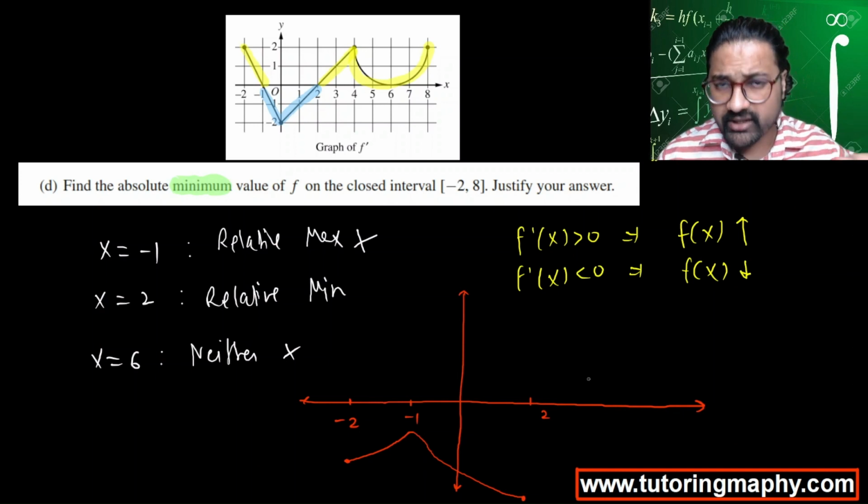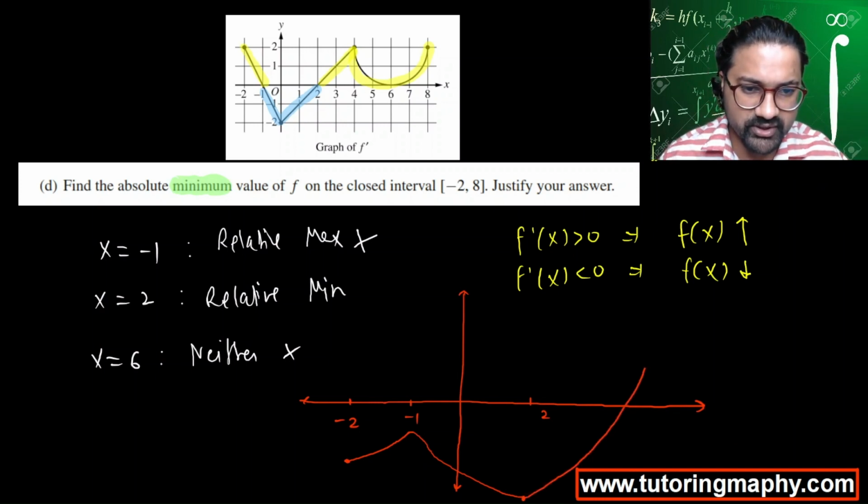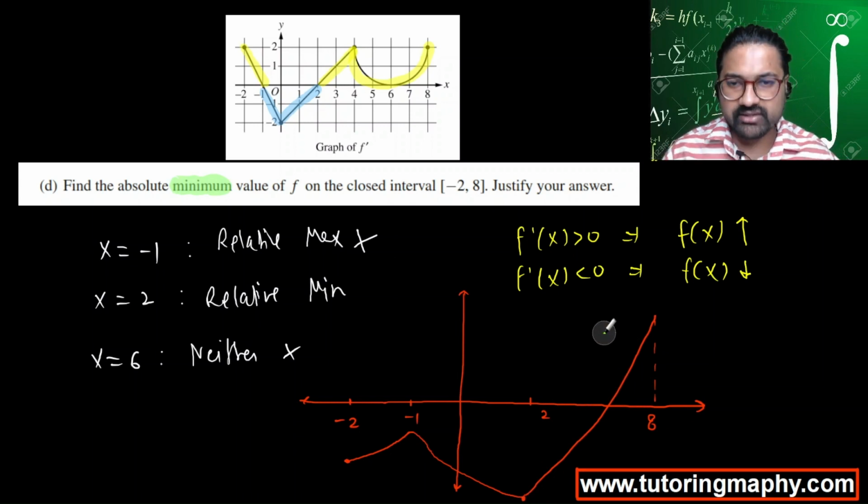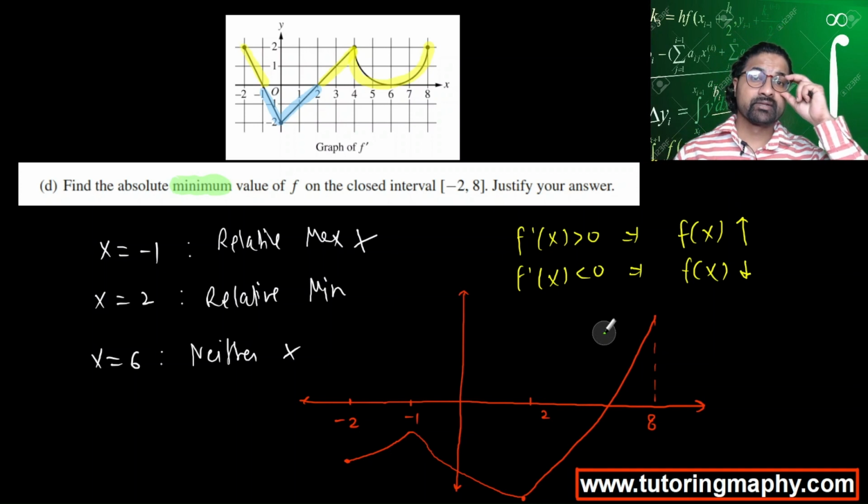Now again is the yellow region. So for the entire remaining duration, the function keeps on increasing. Maybe it increases like this, maybe it increases just for this portion, I don't care. Maybe it increases like this and ends over here. But what I care about is the minimum value. Don't you think the minimum value is actually at 2? Because that is the only point till which the function is decreasing. For the complete remaining duration, the function is increasing.